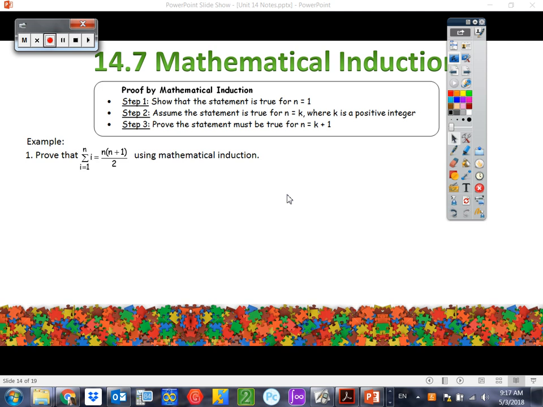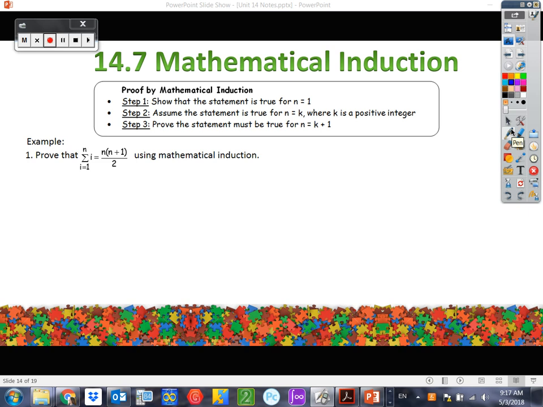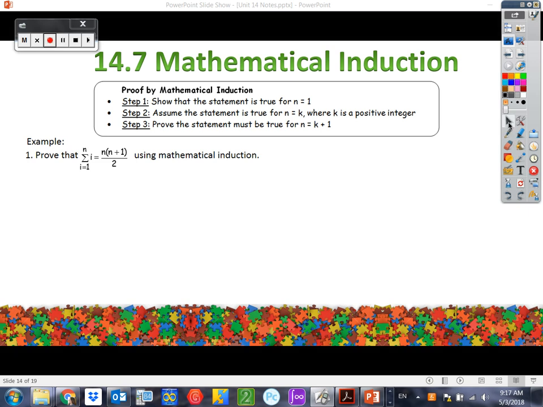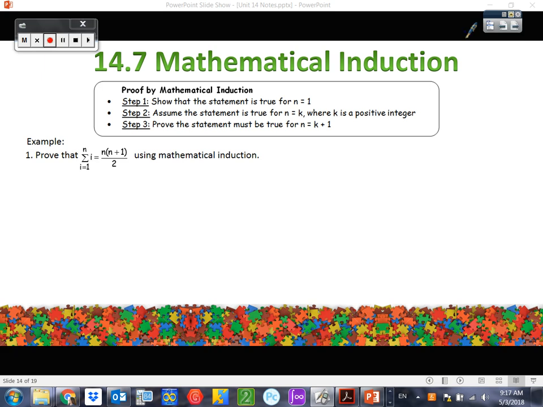This is called mathematical induction. Basically, it's proof by mathematical induction. So what is that? It's actually a very specific process. Very specific. There are 3 steps every time. 3 steps. So let's go through them.